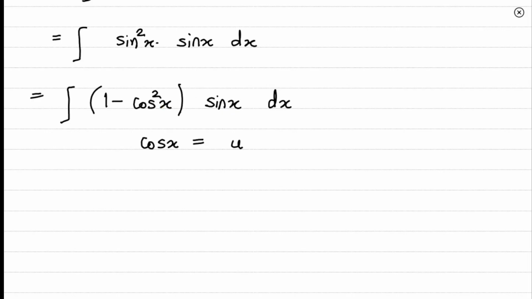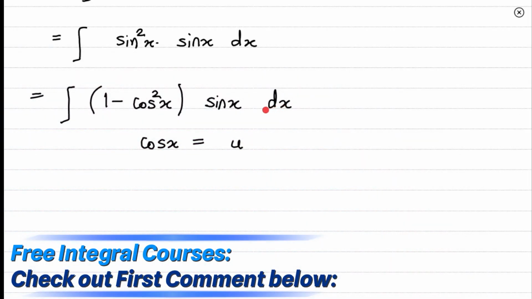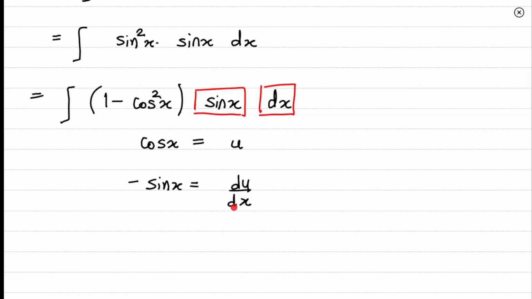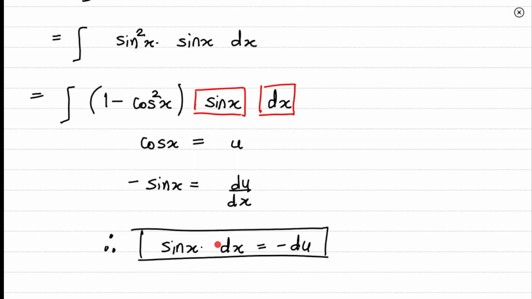In order to convert that integral from the x world to the u world, you'll also have to convert that dx in terms of du. To do that, you differentiate both sides with respect to x. So the differentiation of cosine x, which is minus sine x, equals du by dx, the differentiation of u with respect to x. Here, we need sine x times dx, so we multiply by dx on the left-hand side. Therefore we have sin x times dx, and taking that minus to the right-hand side, we have minus du. So you can replace sin x times dx with minus du, and cosine x is u.